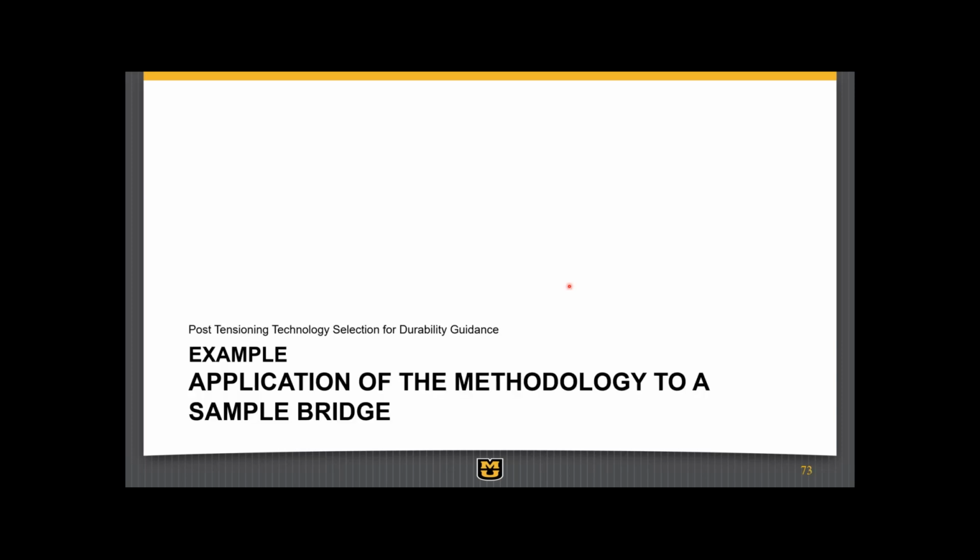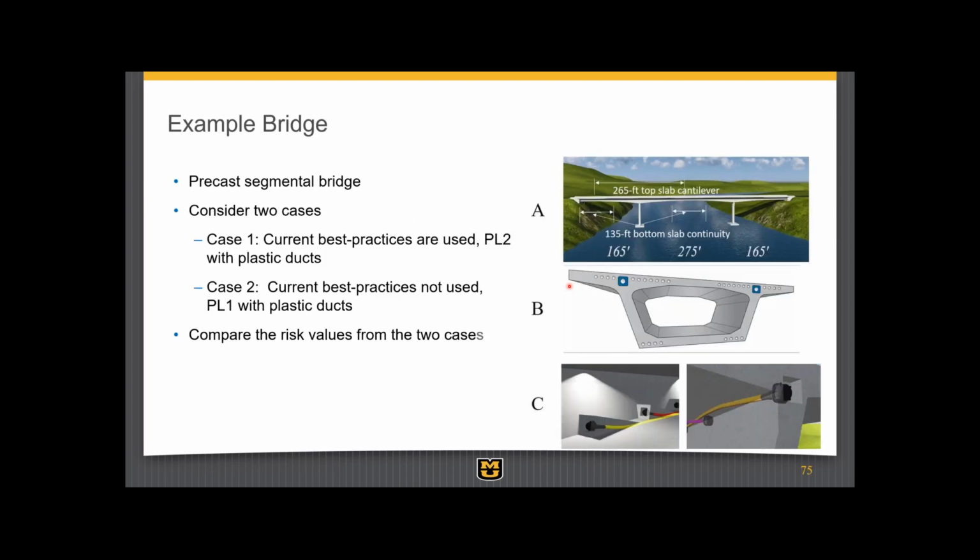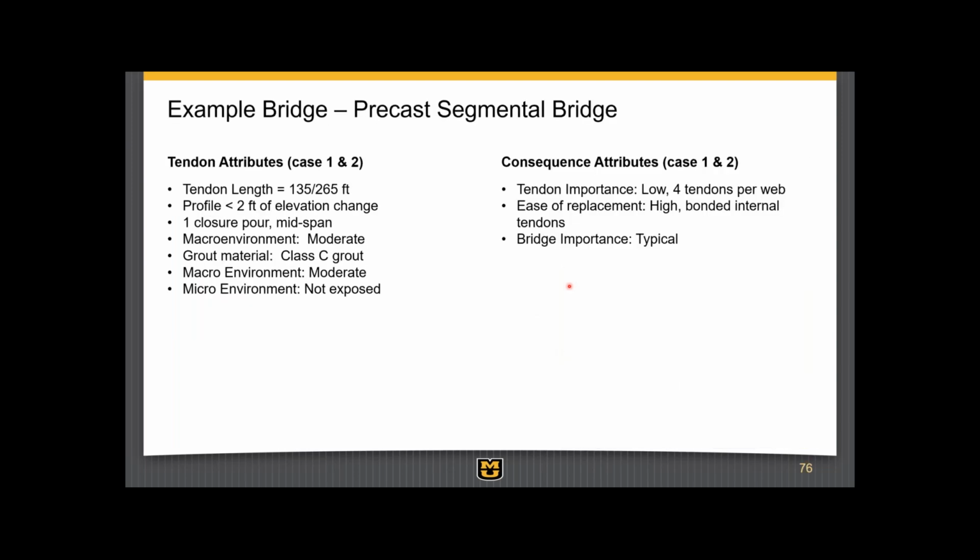Okay, so I'm a little over, but just to look at one example bridge, and there's a couple example bridges included in the guide. What we're trying to do here is just synthesize this together, show how it applies and what sort of things affect it on a relatively simple and short example. The one I'm showing today is a precast segmental bridge. We're going to consider two cases. If you're using current best practices, PL2 and plastic ducts and all what's available today for good corrosion protection, or you're going forward with say a PL1 corrosion protection level, but with plastic ducts, just to compare the risk values of these two cases. How do they score out?